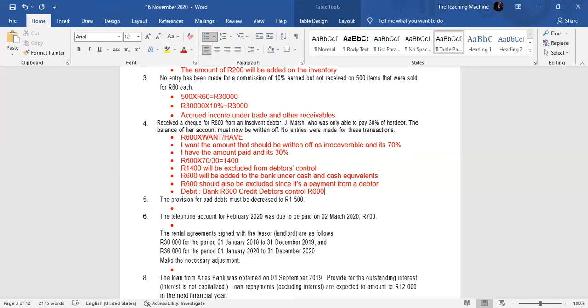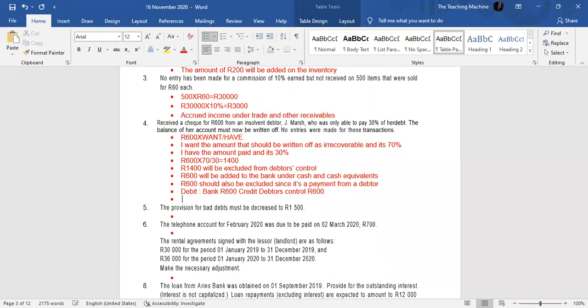Bank is an asset. Assets increase on the debit side. We're going to credit debtors control. Debtors control is an asset. Assets decrease on the credit side. So because this amount was paid off, we need to write it off from the amount that we are expecting from our debtors. Now, what's the other double entry?